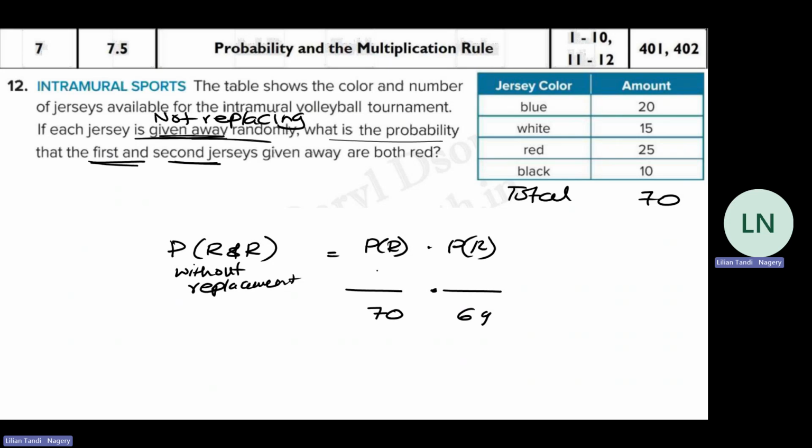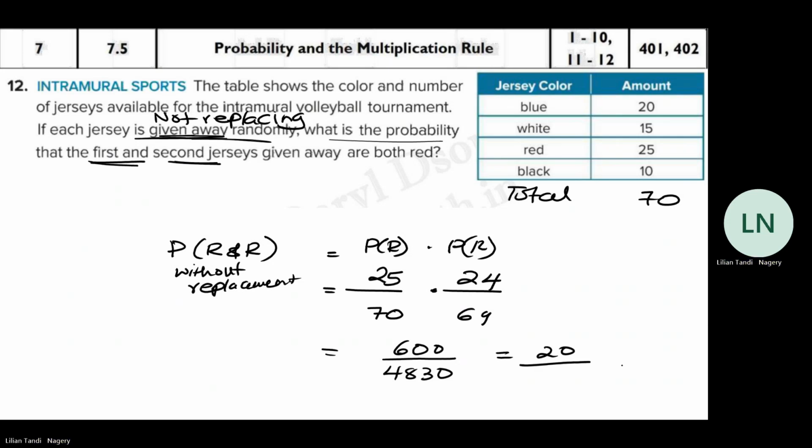Now, the first red is 25, the second one is 24. And that should give us 600 over 4,830. And when you simplify this, you should get 20 over 161. Out of 20 out of 161.